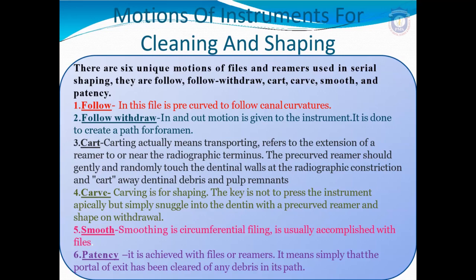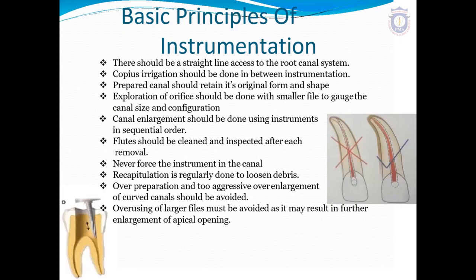In cart, carting actually means transporting, and refers to the extension of a reamer to or near the radiographic terminus. The pre-curved reamer should gently and randomly touch the dentinal walls at the radiographic constriction and cart away dentinal debris and pulpal remnants. Carve is for shaping. The key is not to press the instrument apically, but simply snuggle into the dentin with a pre-curved reamer and shape on withdrawal. Smoothing is circumferential filing. It is usually accomplished with files. Patency is achieved with files or reamers. It means simply that the portal of exit has been cleared of any debris in the path.